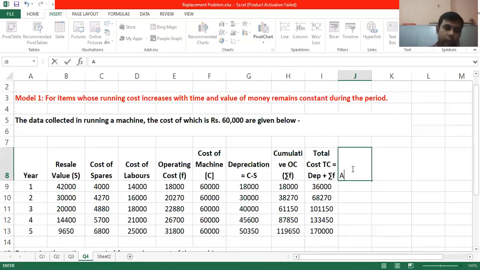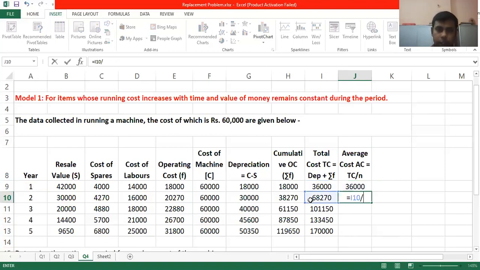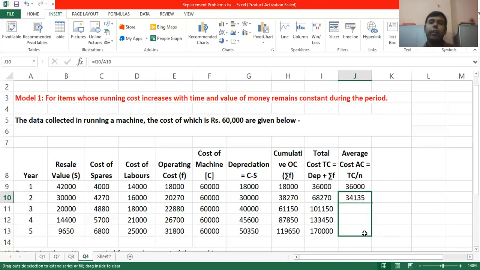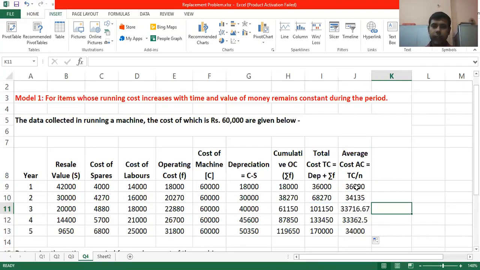Finally, we need to have our average cost. AC equals to TC by n. So this is our total cost divided by number of years. Let me drag it down. Now finally we have our average cost column. So let us look for the least value in average cost.